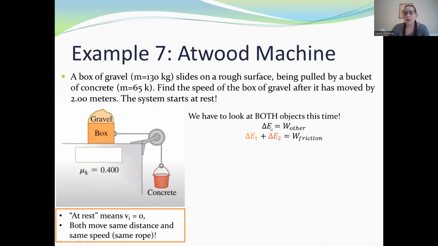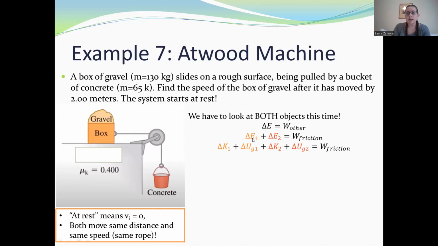And this time our change in energy of the total system is now the change in energy of our first object plus the change in energy of our second object, right? Our system involves 2 objects now. So we have 2 terms for that.